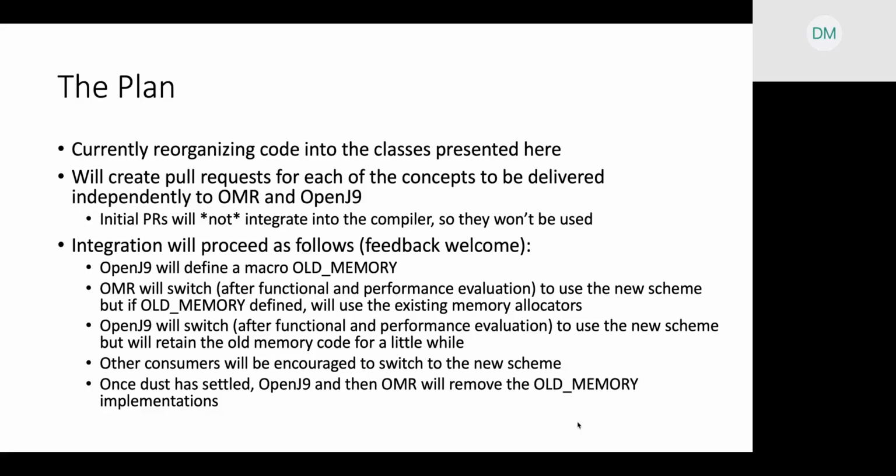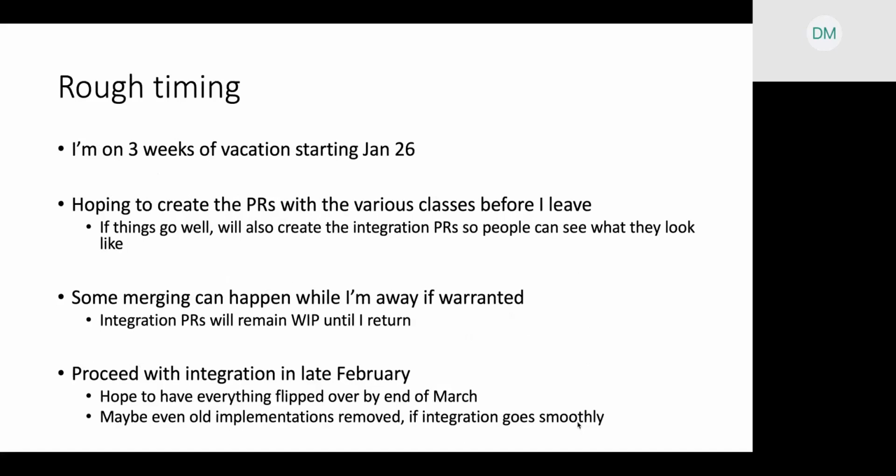So at that point, we'll have both the old and the new memory allocators in OMR and in OpenJ9, but the old allocation code won't be used for a period of time. So I'll have some settling period, hopefully not too long. And obviously other consumers are going to be encouraged to switch to the new scheme at the same time. And then once the dust has settled and we're happy with things, we'll tear out the old memory implementations from both OMR and OpenJ9, and we'll live on in a brave new world of the new memory allocation scheme.